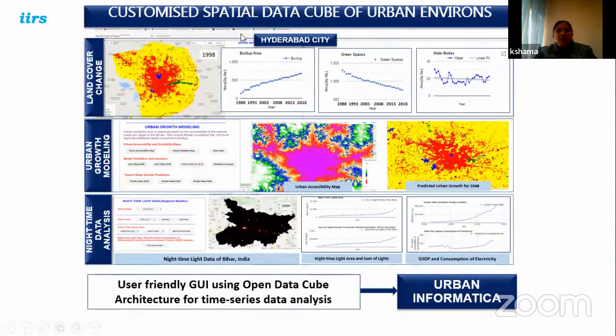And when we combine all these technologies, I have already told you that earlier the data was available at cost, but now a lot of datasets are available free of cost, like Landsat data, Sentinel data, and a lot of derived data is also available free of cost.